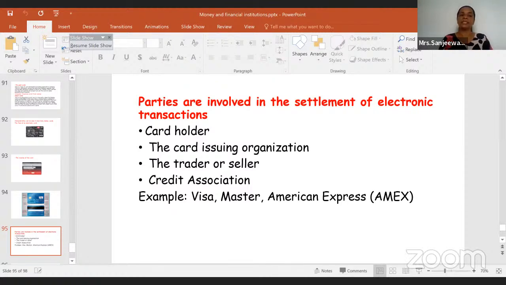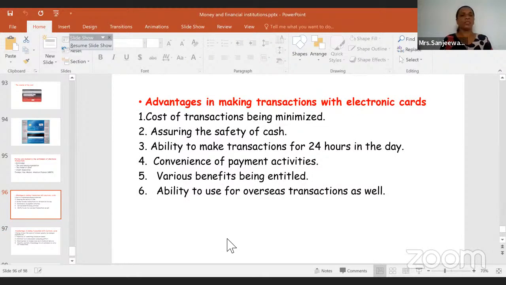Then, what are the advantages in making transactions with these electronic cards? Cost of transaction you can minimize. Then, assuring safety, you don't need to carry money everywhere. Ability to make transactions 24 hours in the day. Convenience of payment also. And various benefits being entitled. There are so many promotions for children. You get some from hotels, some other promotions. Then ability to use overseas transactions as well. So these are the advantages that you gain.